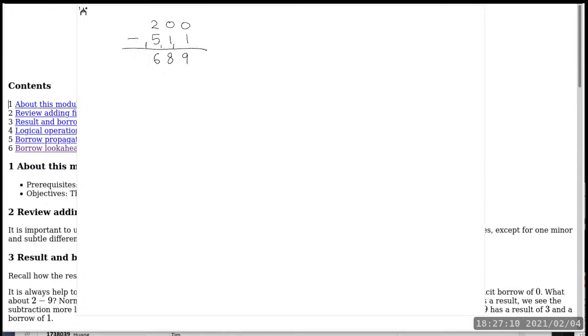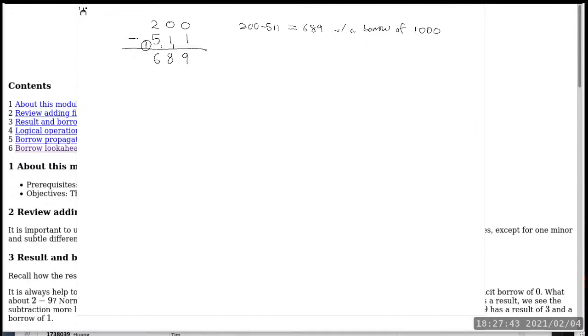There's no negative 3. So I would just literally write on the side and say 200 minus 511 is 689 with a borrow. But now the question is, what are we borrowing? What is this one representing? With a borrow of 1,000. That is what the borrow is about.